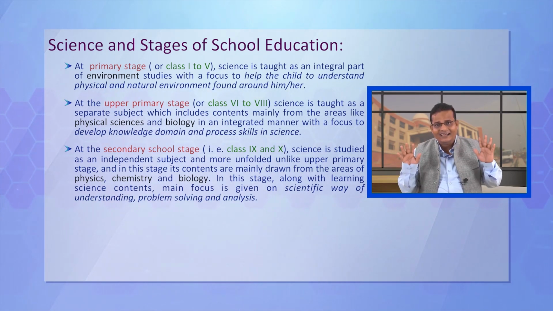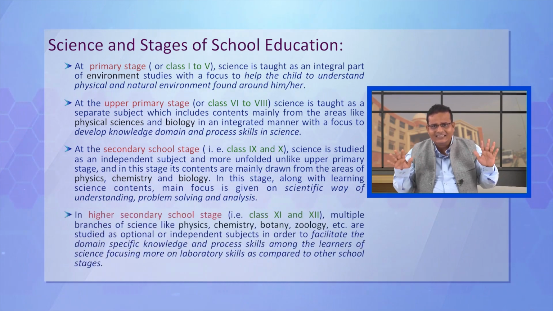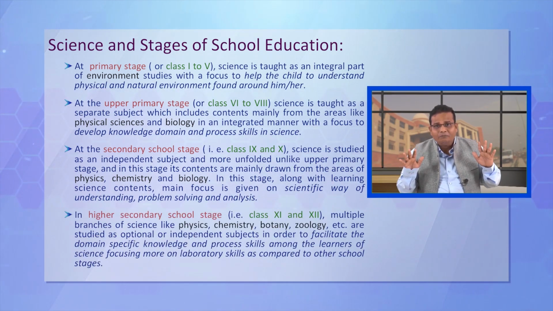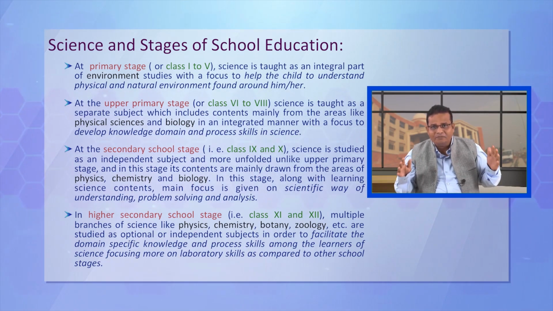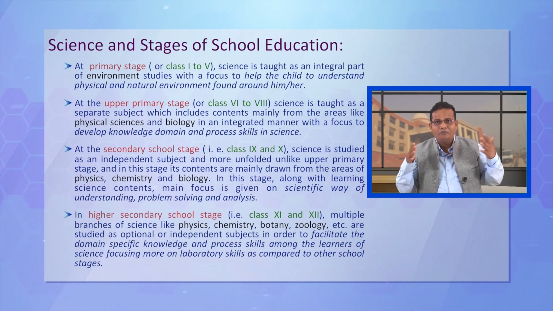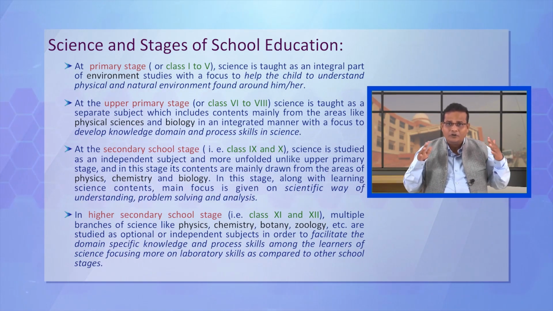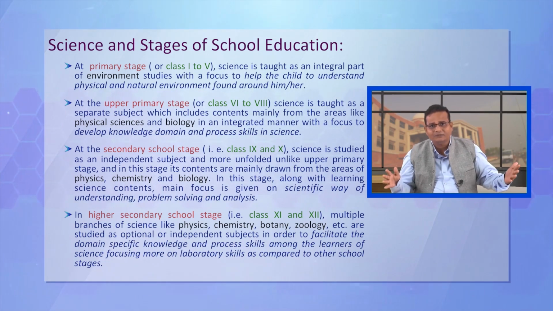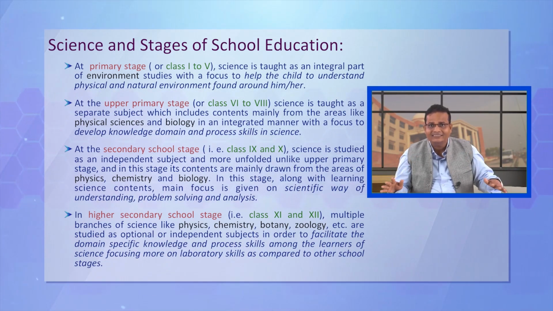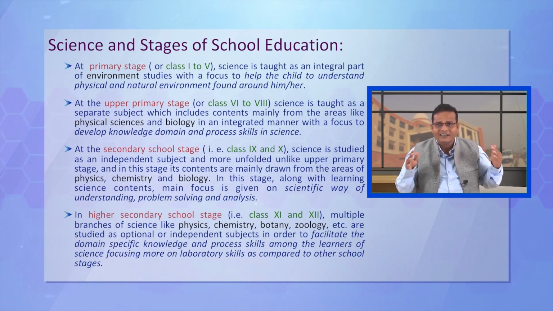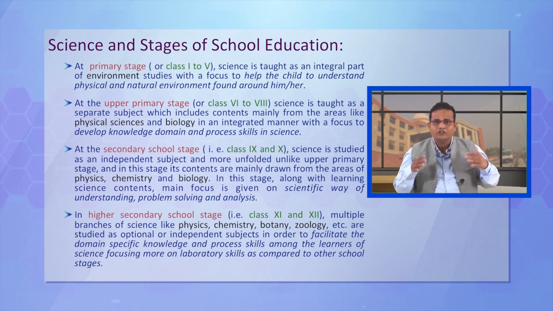In this stage, along with learning science contents, the main focus is given on scientific way of understanding, problem solving and analysis. In higher secondary school stage, that is in class 11 and 12, multiple branches of science like physics, chemistry, botany, zoology, etc. are studied as optional or independent subjects in order to facilitate domain specific knowledge and process skills among the learners of science, focusing more on laboratory skills as compared to other school stages.